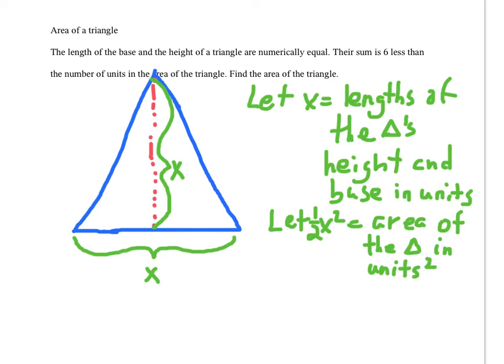Now it says their sum, so the sum of the two, is 6 less than the number of units than the area of the triangle. So I'm actually going to have to add back 6, since it's 6 less than the area, to make it equal to the area of the triangle, because I've got to make sure that I actually have an equation. And it should have said the number of square units in the area of the triangle.